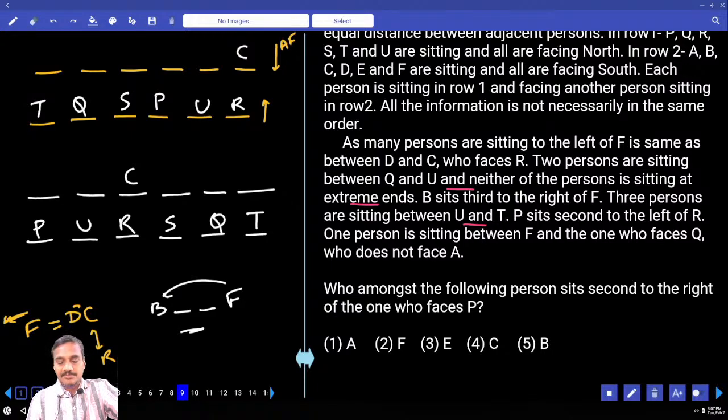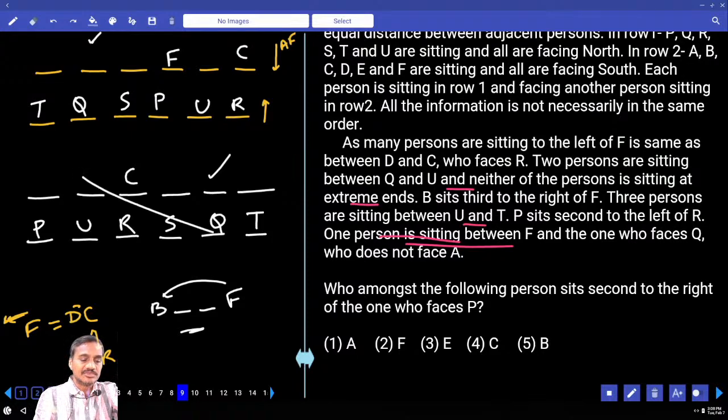And P sits second to the left of R. One person is sitting between F and the one who is facing Q. Now the one who is facing Q is this person. Between this person and F, there must be exactly 1 person. F is here. There is exactly 1 person between F and the one who faces Q. Now opposite to Q and F, there must be exactly 1 person. Opposite to Q is this person. Now between this person and F, there must be exactly 1.